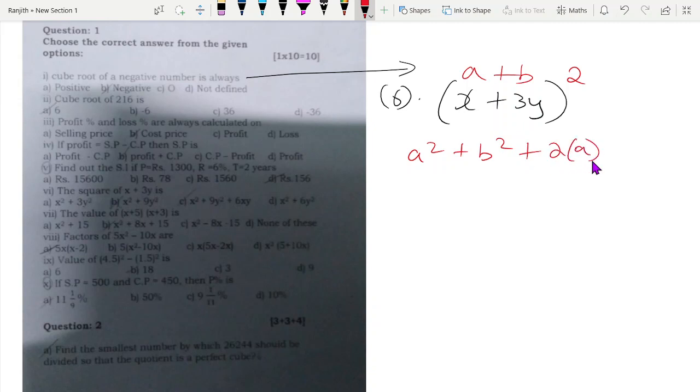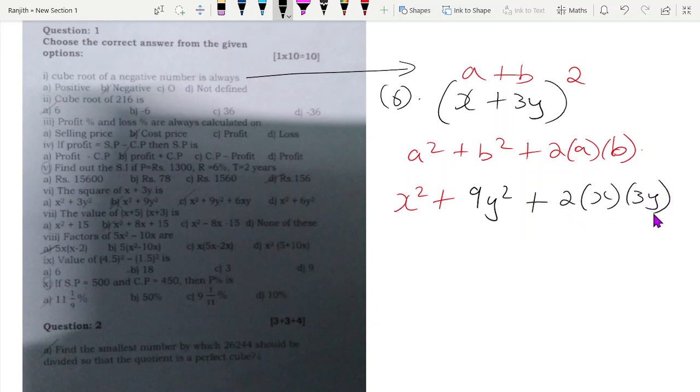It's 2ab. I want all of you to answer, students. We have done multiple revisions. Please unmute the call and answer. Okay, now substitute. What do you get? x square plus 3y square, not 3, 9y square, right? 9y square plus 6, 2 into x into 3y. What is 2 into x into 3y? 6xy. Yes.